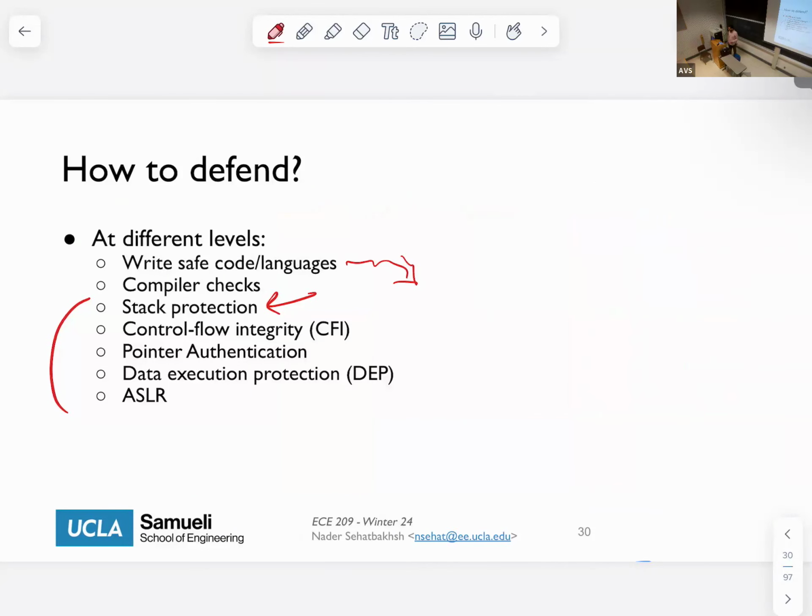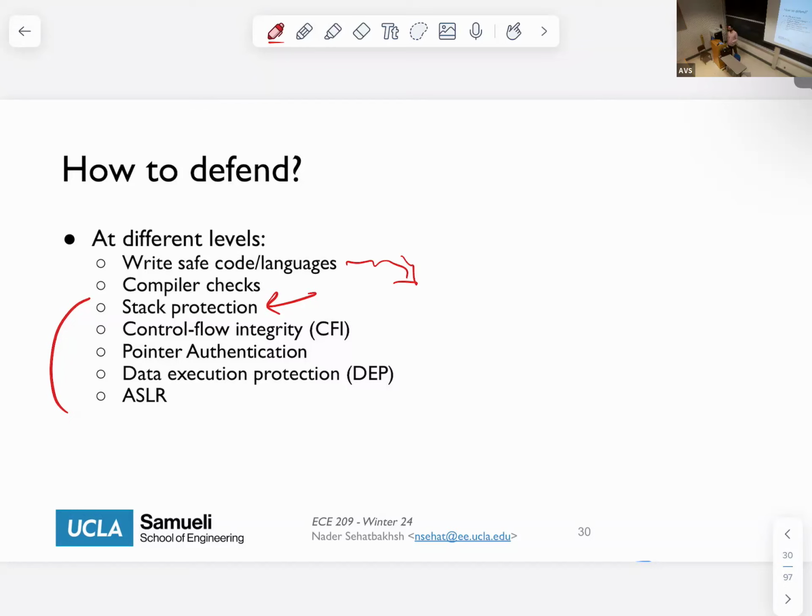Then at the last point of lecture last time, we started talking about defenses, and we gave you a few different options. The first one, of course, is fixing the root cause of the problem, which was unsafe languages. If you don't write unsafe code, or have a mechanism to at least detect or remove it, or altogether don't use unsafe languages, then of course you are secure against this type of code injection and memory corruption attacks.